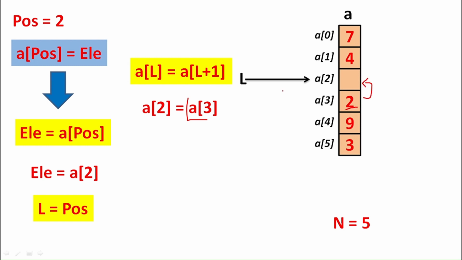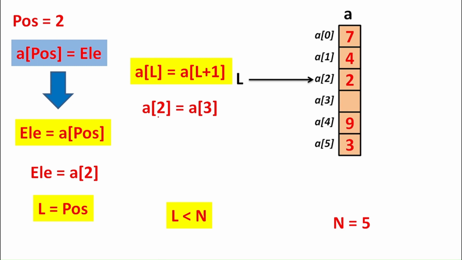Whereas while inserting an element, we used to write A of L plus 1 is equal to A of L, right? But in deletion we have to write it the opposite way. The element which is present in A of 3 will go to A of 2. So after transferring, this is how my array looks like.